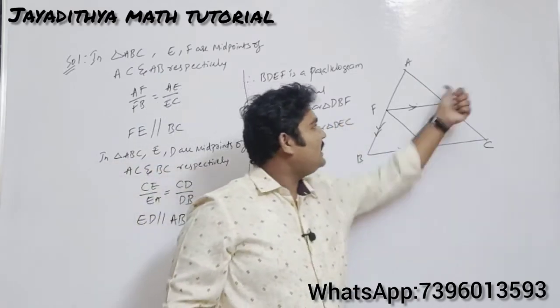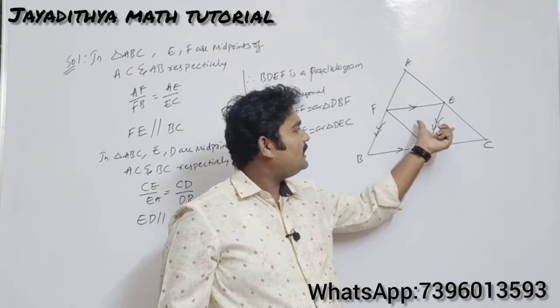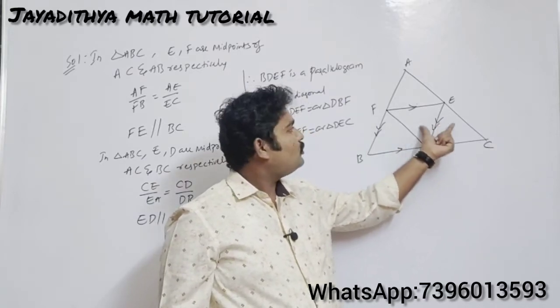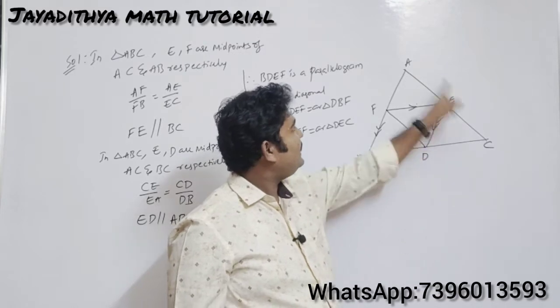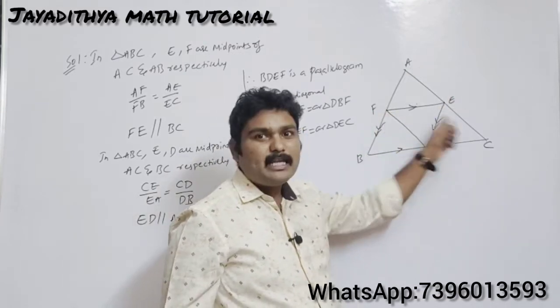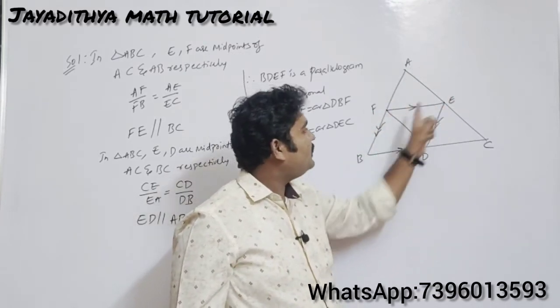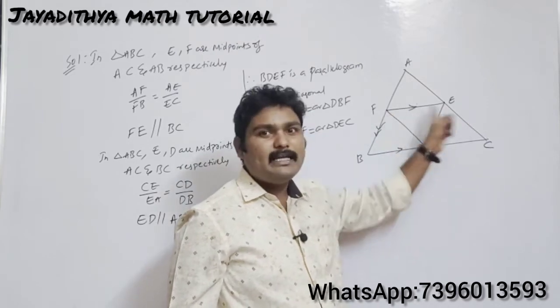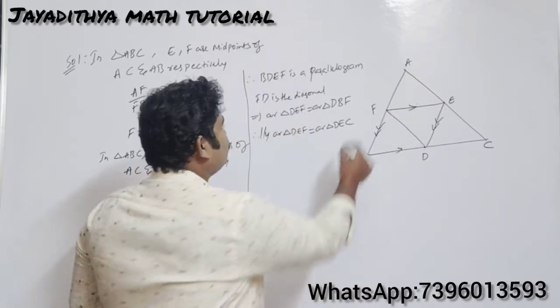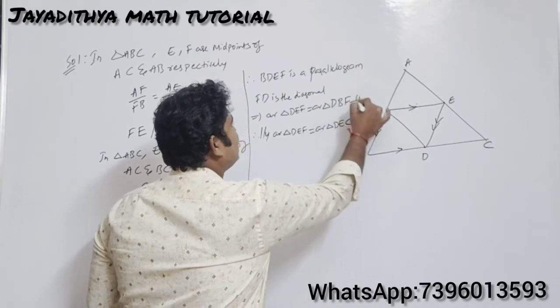So if DCEF is a parallelogram, again the areas of these two triangles will be equal, right? And also we can prove that DEAF is a parallelogram. Now FE will be the diagonal, therefore area of triangle AFE and area of triangle FED or DEF, again these will be equal now. So you directly write these statements, that's enough here.